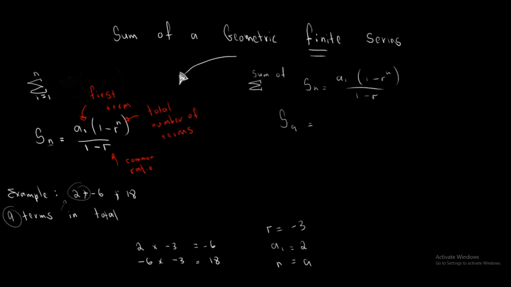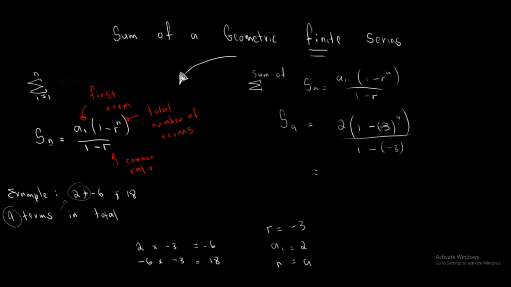Not only does it show the teacher that you actually know what to do, but it's also good for yourself for memorization purposes, right? Okay, so A1 would be 2. I'm going to say 1 minus r, which is -3. And I will raise -3 to the 9th power over 1 minus -3. Now we can find the sum.